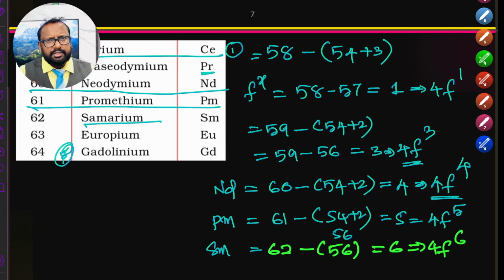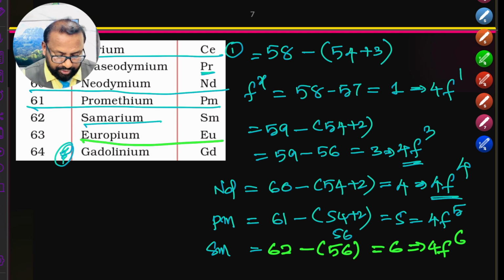The atomic number is given in the question and the nearest noble gas is 54. And you are also removing s electrons. So from a lanthanide, you are subtracting 54 first. Xenon electrons are removed, s electrons are removed, and we are left with only f electrons. So those electrons are given here.